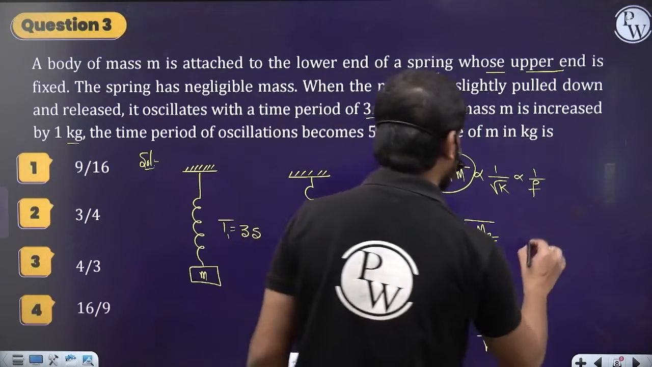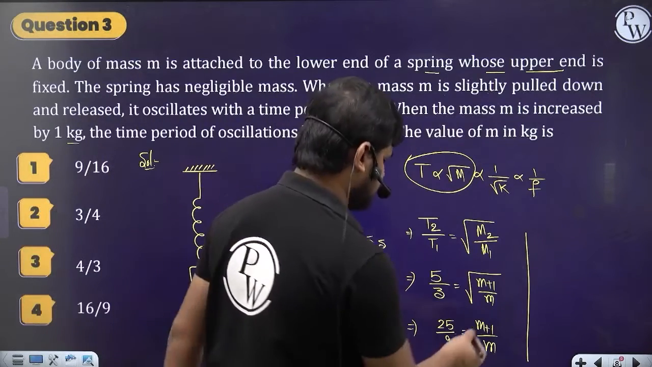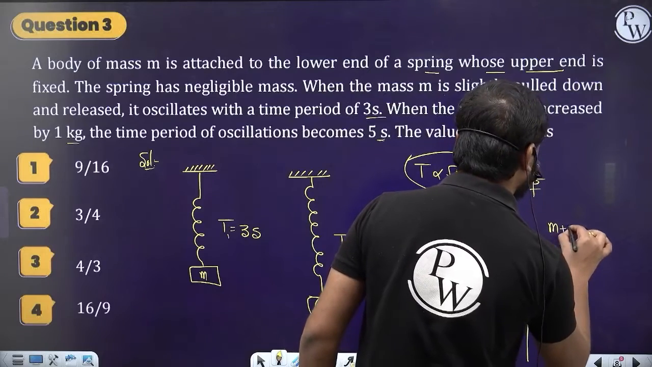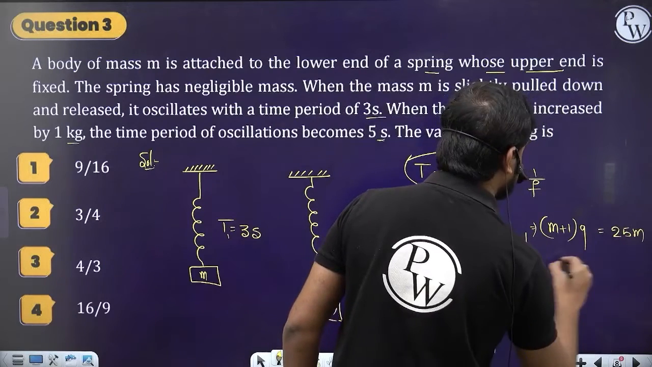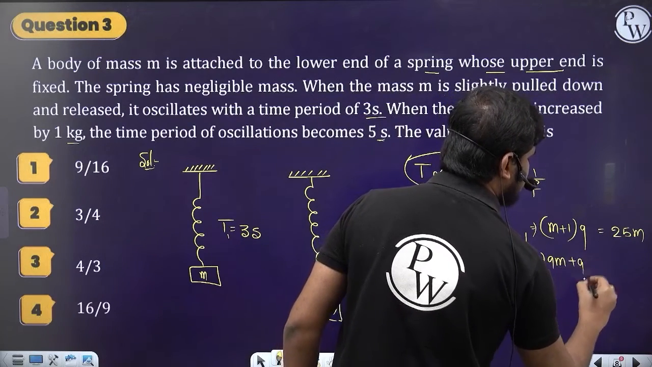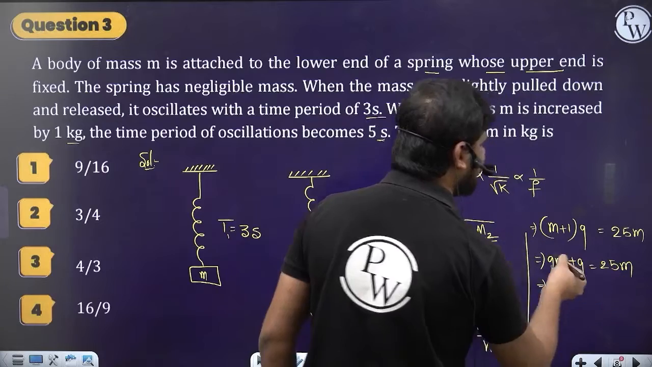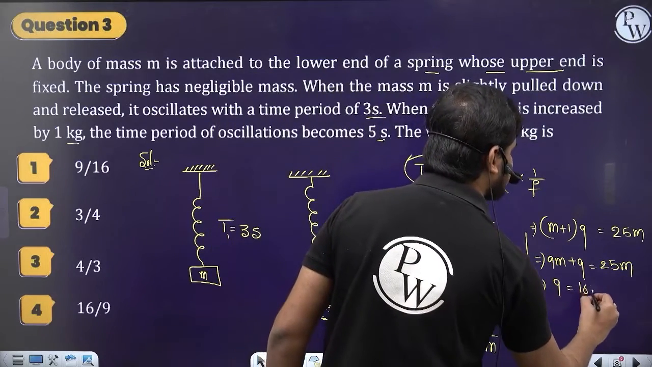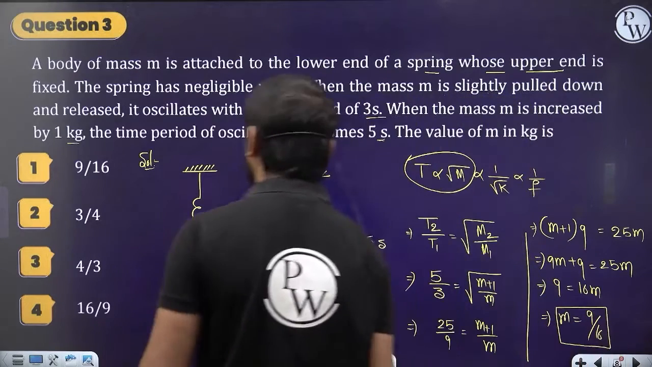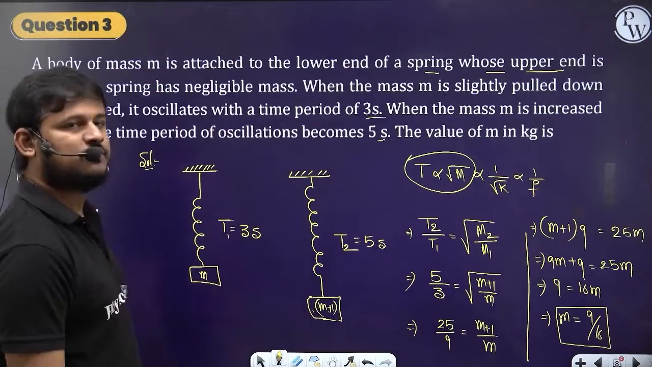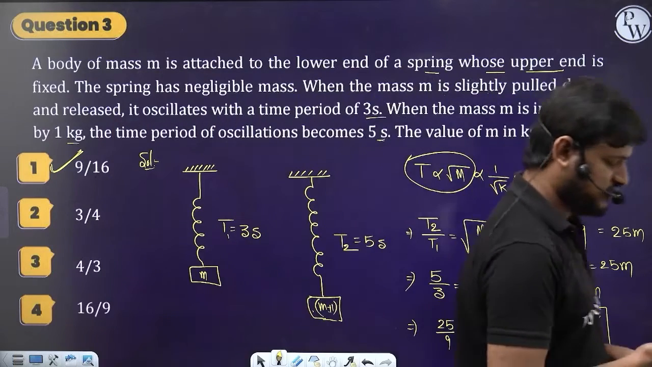Chalo. So what do I need? The value of m in kg. The only unknown is m. So cross multiply: m plus 1 into 9 is equal to 25m. So 9m plus 9 is equal to 25m. Sending this to that side, 9 is equal to 25m minus 9m, which is 16m. So m is equal to 9 by 16. The m value is 9 by 16. Option 1 is the correct one. Understood guys? Is the concept clear? Sure. Just note this down.